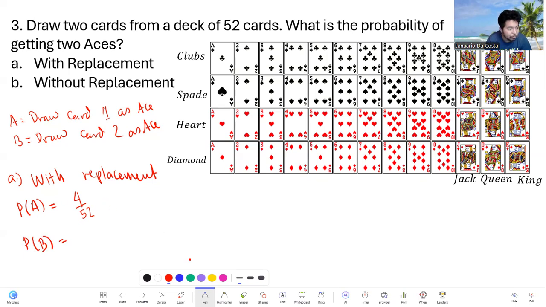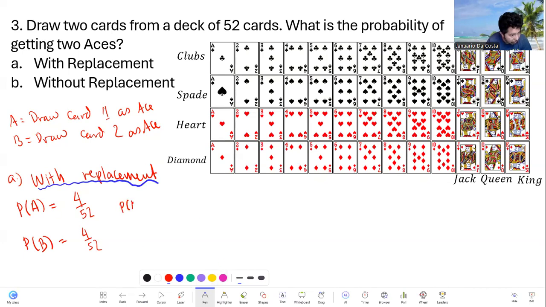That's what we mean by with replacement. Meaning after you draw it, you put it back to the deck of cards. So this becomes still 4 over 52.